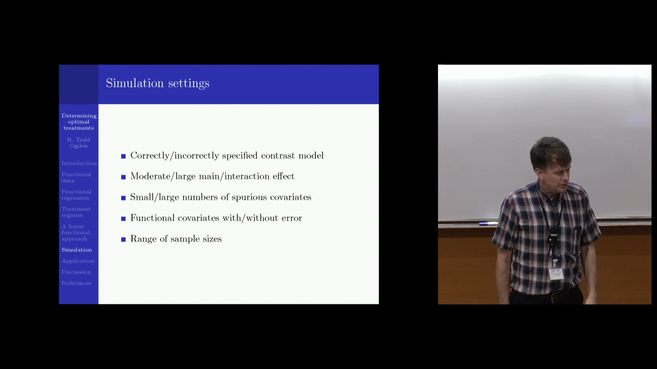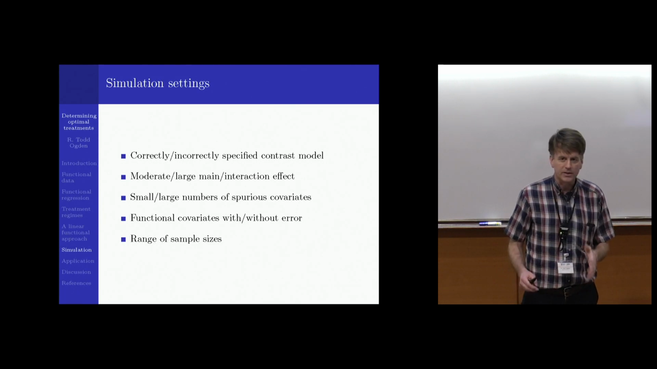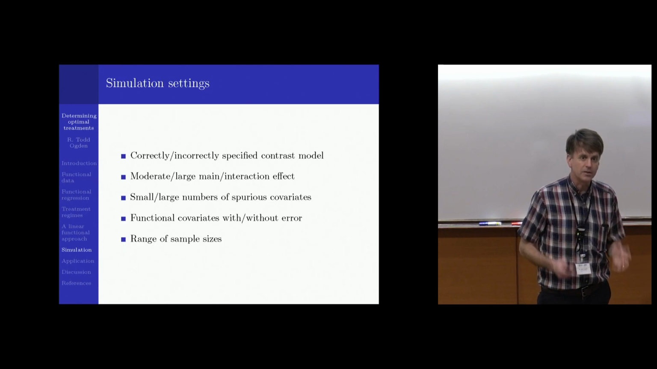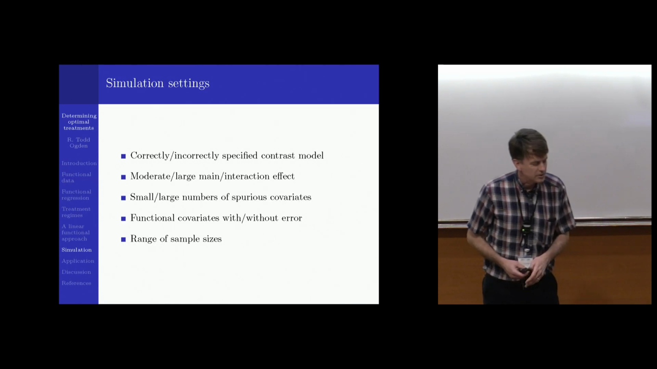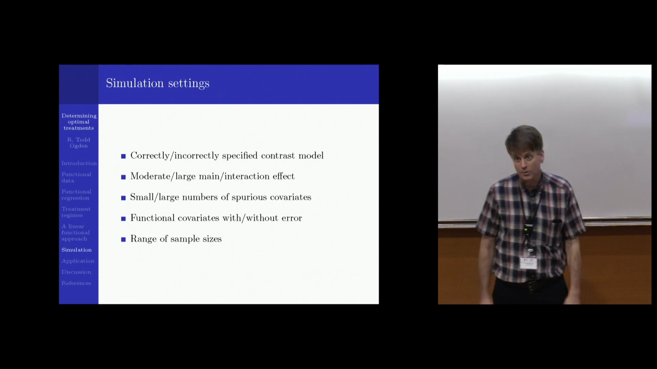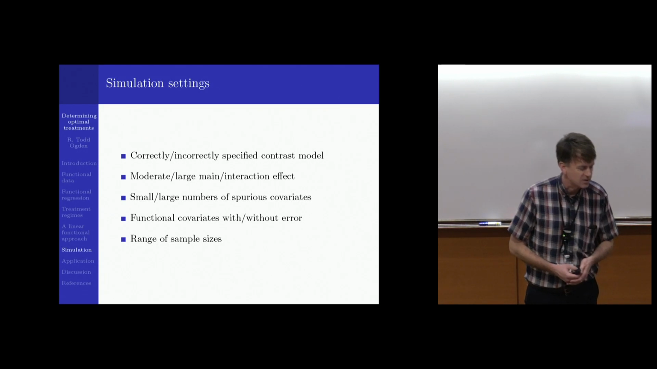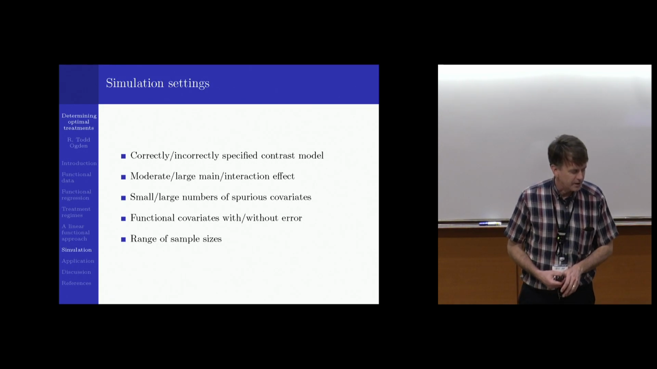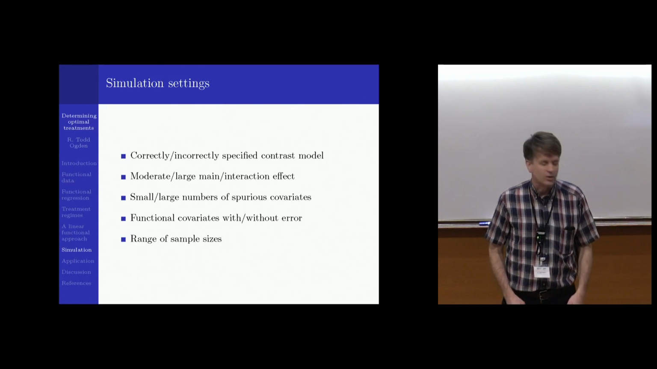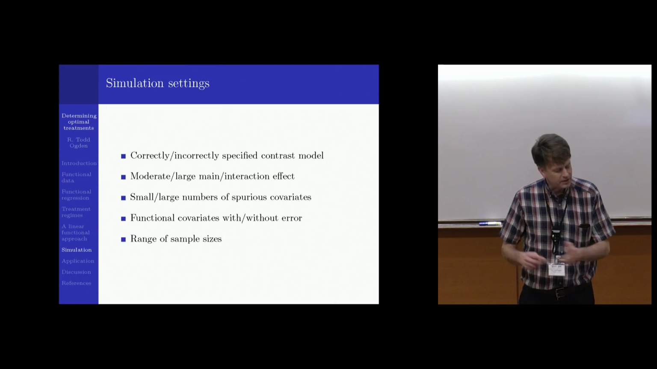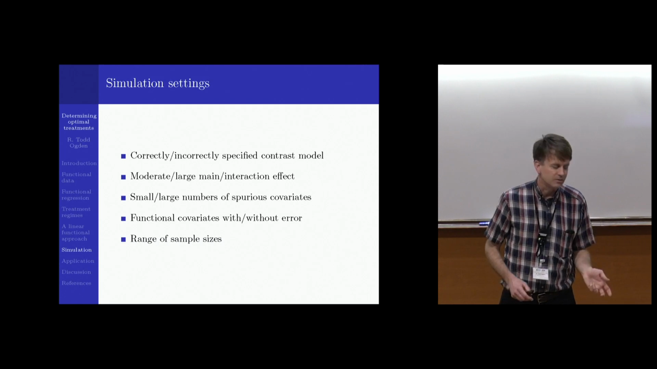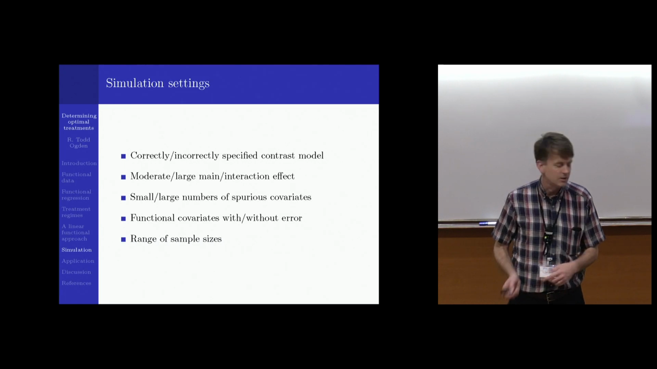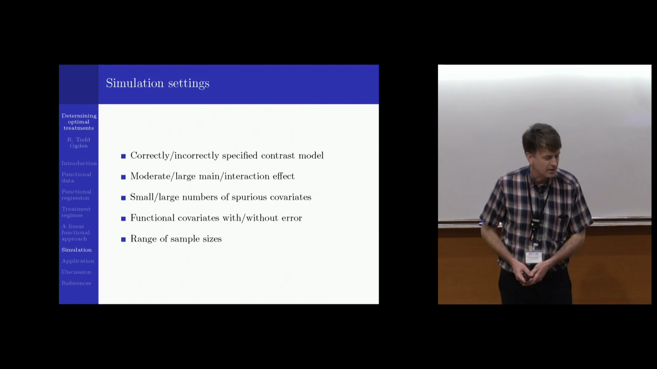And so we tried all possible combinations. There's the contrast model, that's the F function that really makes the difference in choosing the right treatment. That could be correctly specified, in other words it really is linear, or incorrectly specified. And then the interaction effect could be very large. The main effect and the interaction effect can be relatively small, relatively large, and all combinations of that.